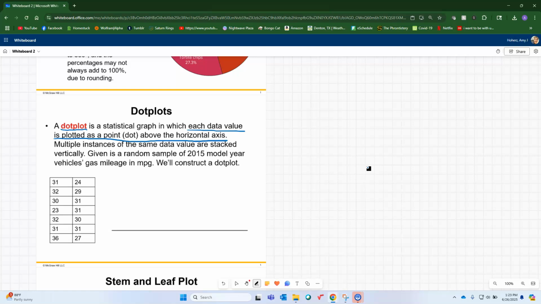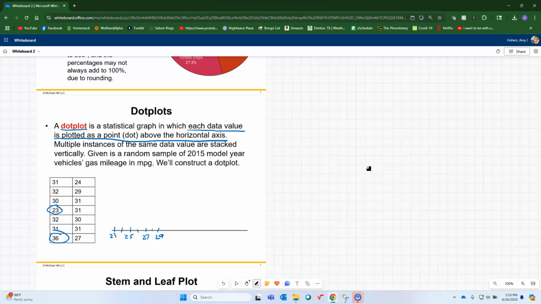We need to look for the smallest value that we have. So in this case, the smallest value looks like it's 23. And then we also need to look for the largest, which it looks like in this data set, the vehicle with the highest gas mileage was 36 miles per gallon. So we have to make sure we get from 23 to 36. You could go by twos, but I think it's easier to go by ones. I'm going to mark every one and then just label every other because it's a little easier.